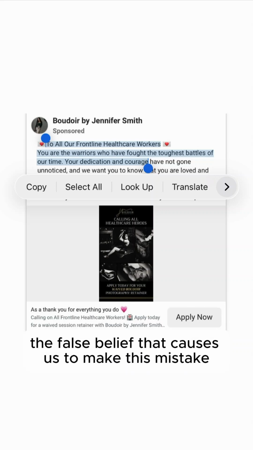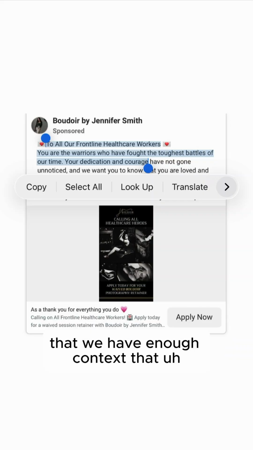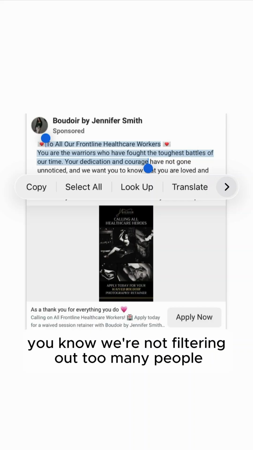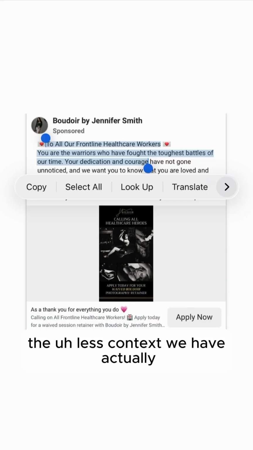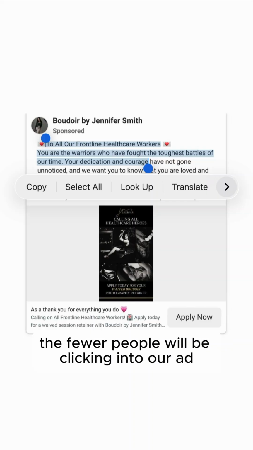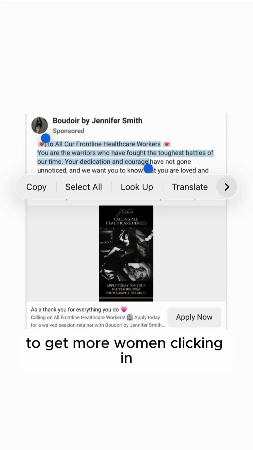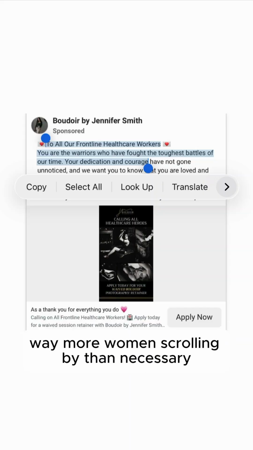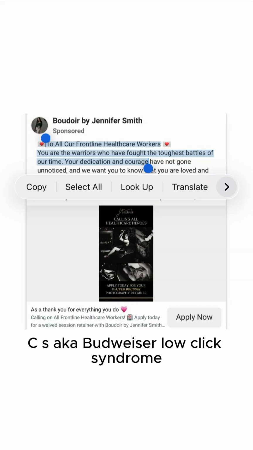The false belief that causes us to make this mistake is that we believe we have enough context that we're not filtering out too many people from clicking into our ad, but in fact, the less context we have, the fewer people will be clicking into our ad, up to a point. So we haven't maxed out the context, and we need to get more women clicking in, which means we have way more women scrolling by than necessary, pulling our unique CTR all under 6% and contributing to BLCS, aka Boudoir low click syndrome.